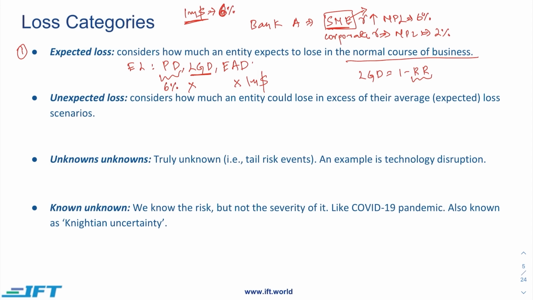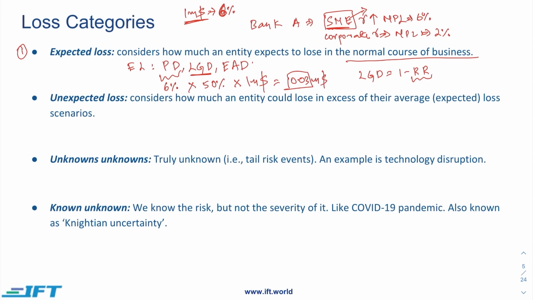So let's say if we assume the LGD to be 50%, if you apply that, you will be getting your expected loss. In this particular case, the expected loss would be $0.03 million.